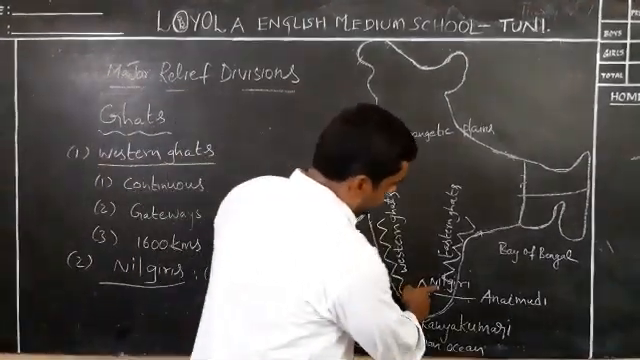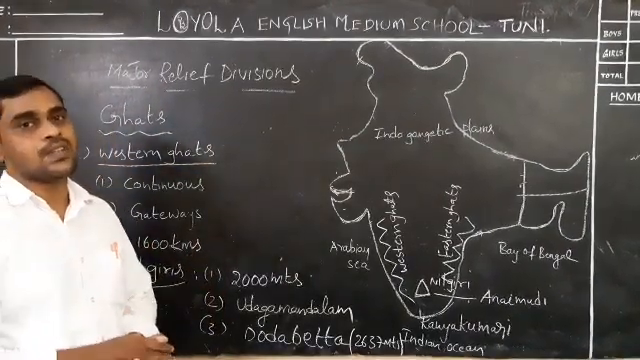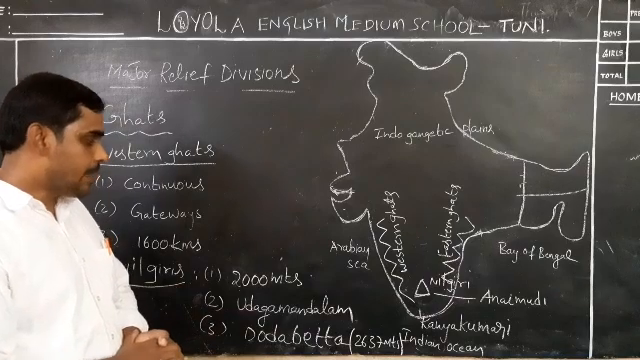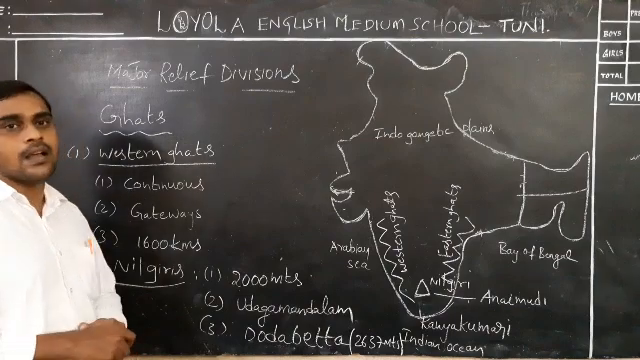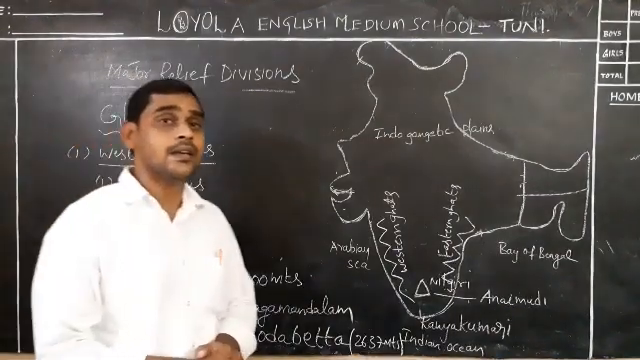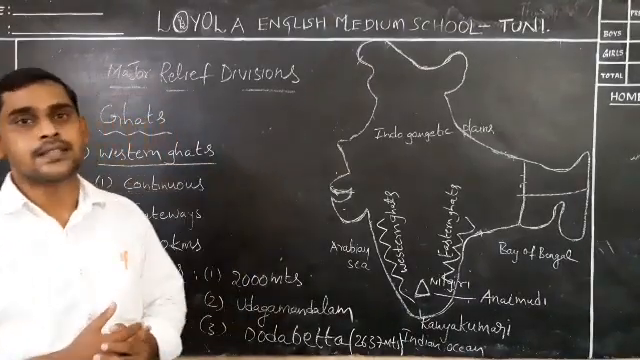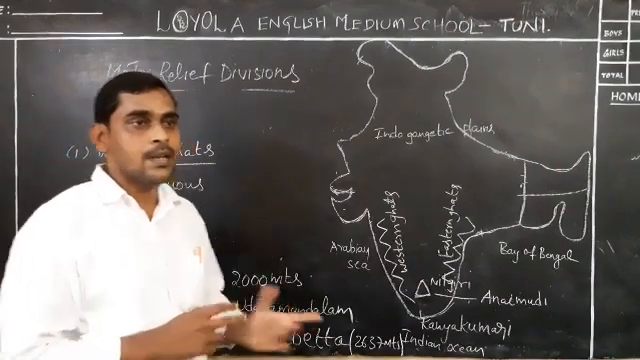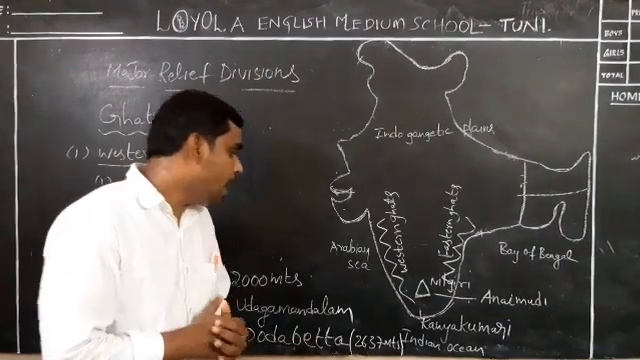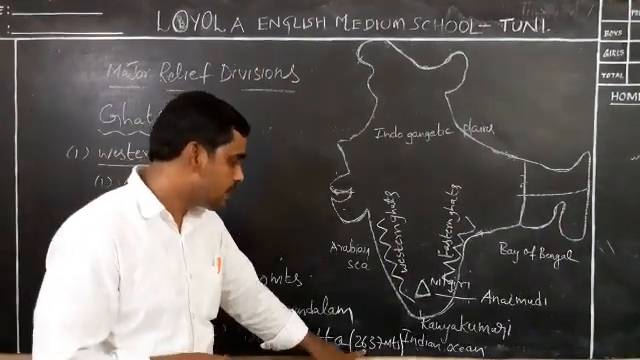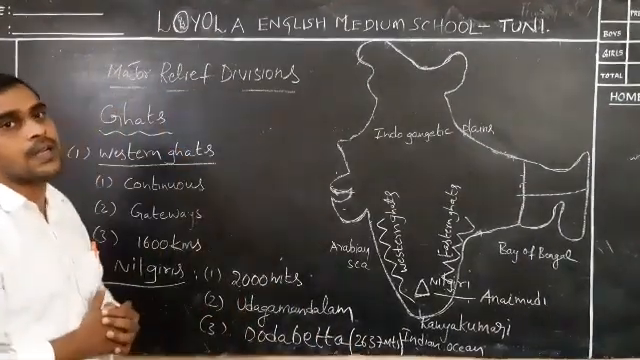And one more thing. In Nilgiris, there is one of the highest peaks. What is the name of that peak? The peak is Doddabetta. Doddabetta is the highest peak. Where is it located? This is located in Nilgiri Hills. Here is mentioned the height of Doddabetta. How many meters? 2637 meters. This is the height of Doddabetta.